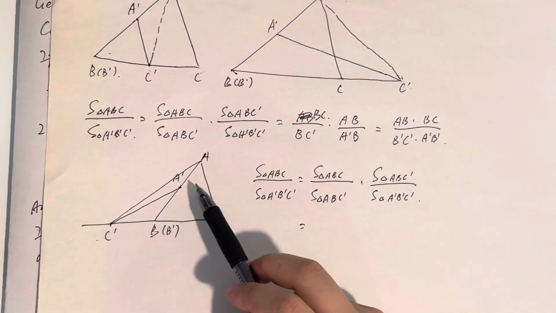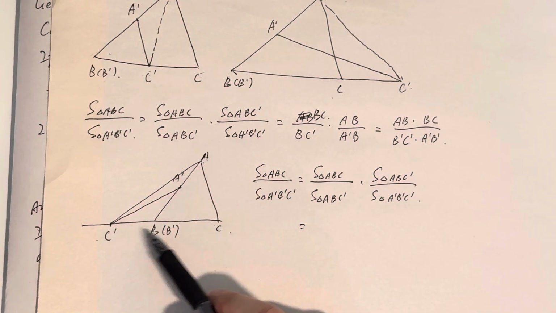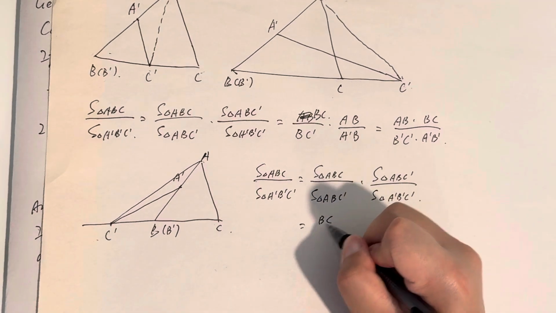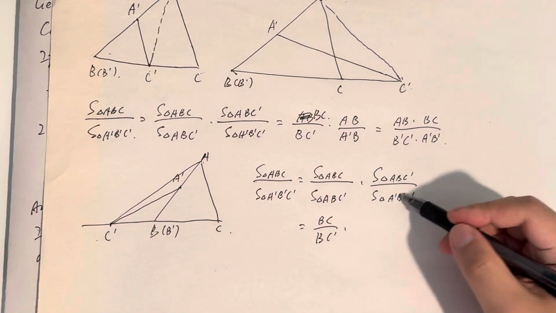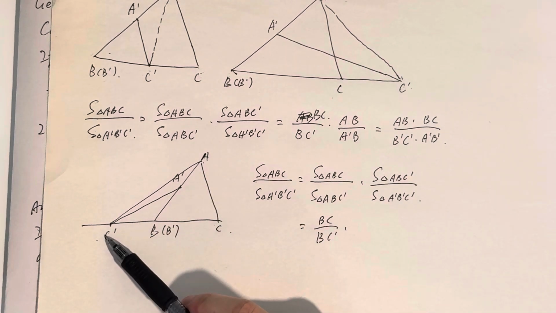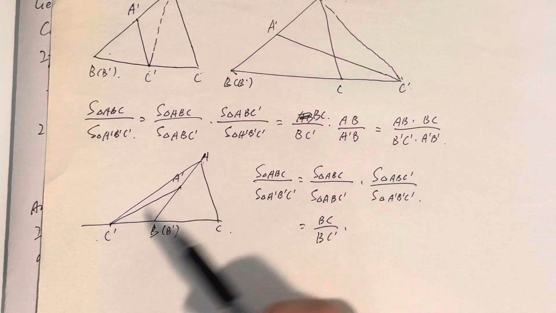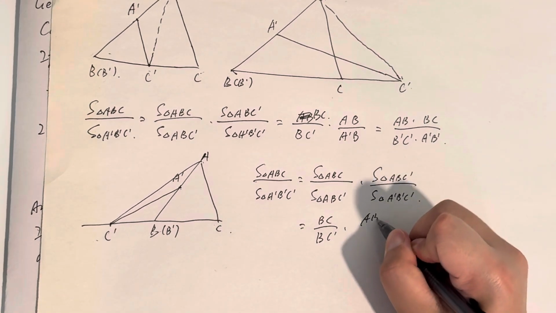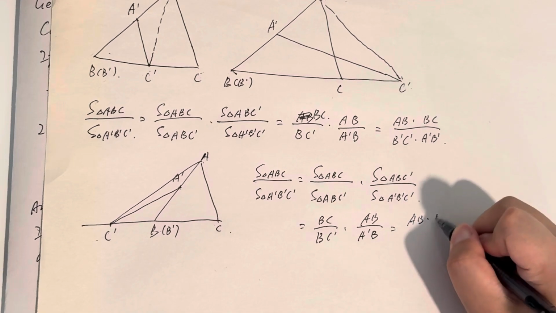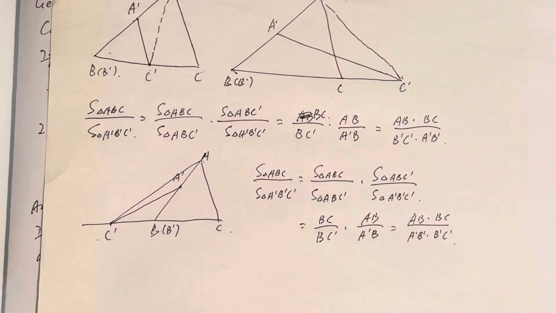So for the first case, ABC to ABC prime equals BC to BC prime. And for the second case, ABC prime to A prime B prime C prime is AB to A prime B. So it equals AB times BC to A prime B prime times B prime C prime, right?